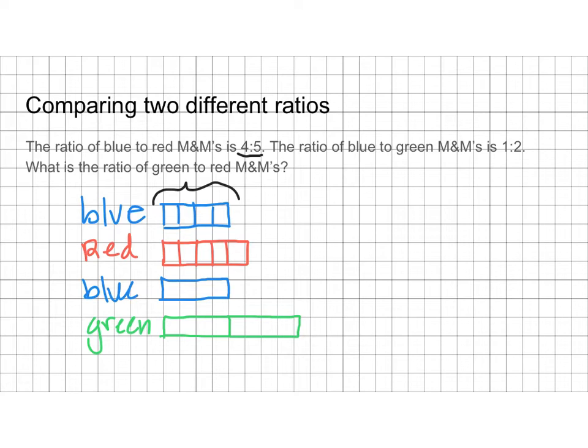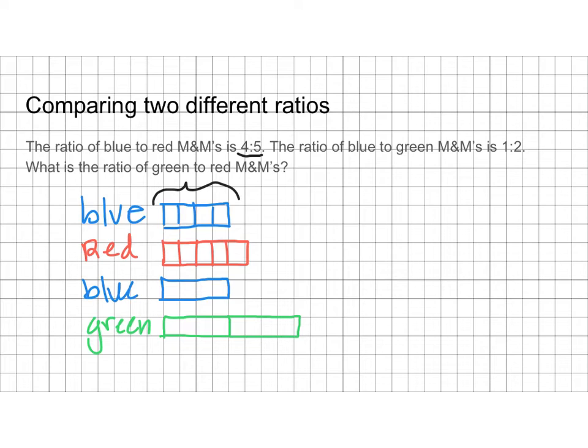See how blue to green is still going. Those are all the same size, right? And then we've kept our blue the same size as the one above because that was the common piece of our ratio. Okay, so now we need to know the ratio of green to red.